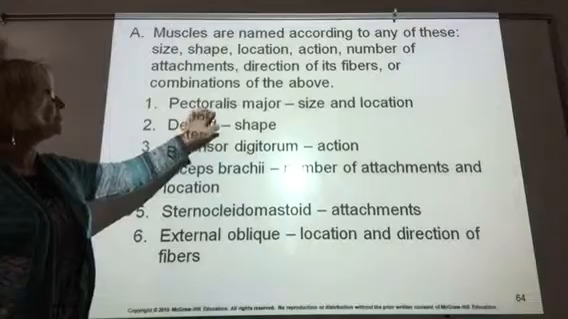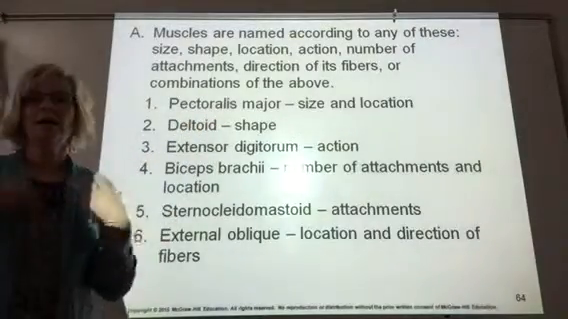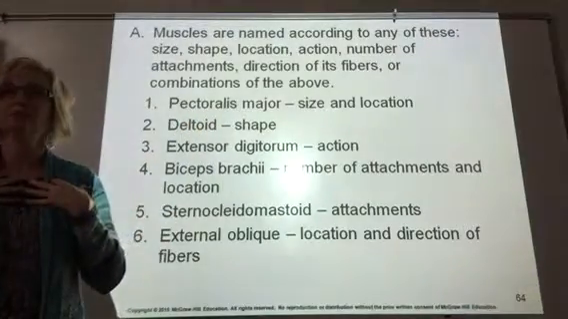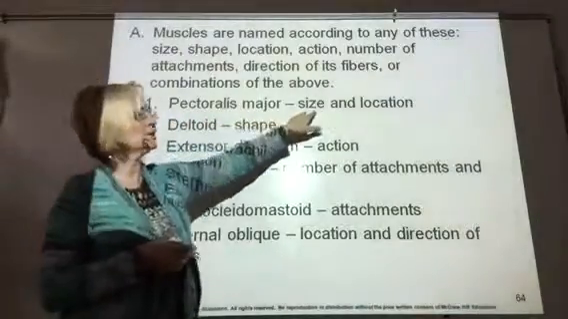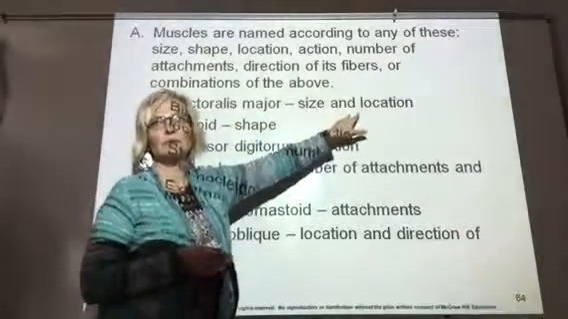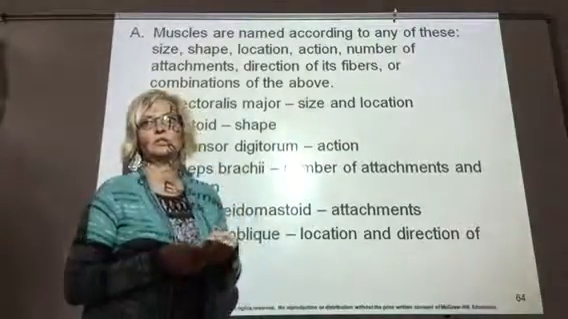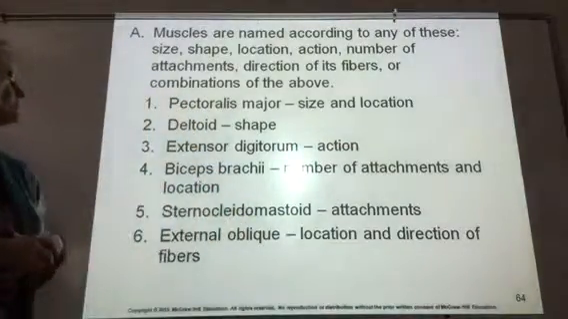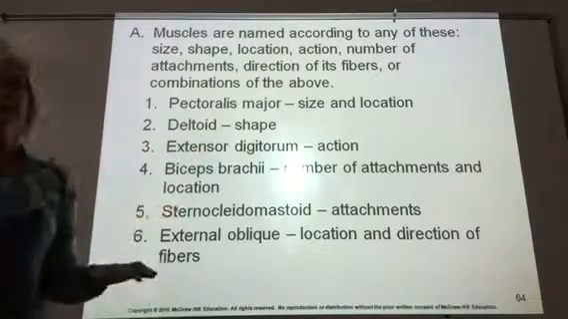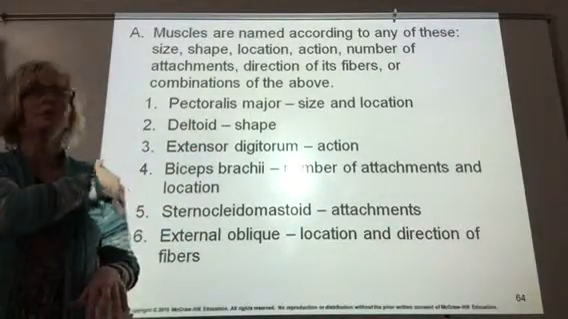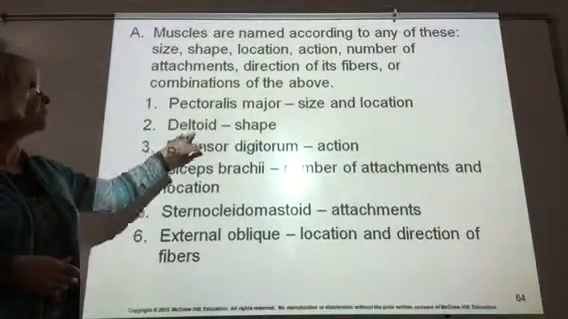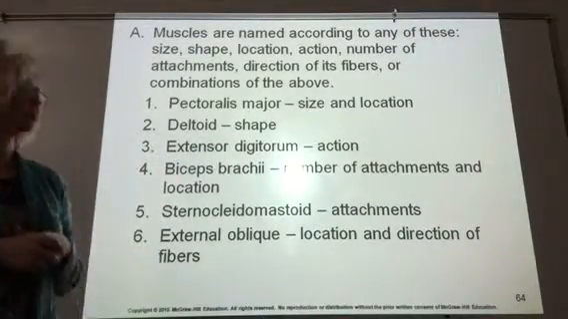So one example, pectoralis major. Your pecs are your chest muscles. So pectoralis major means it's big. It's located in the pectoral region. That's where its name comes from. Deltoid is in the upper arm, and it deals with the shape, kind of a triangular deltoid shape. That's where the name comes from.